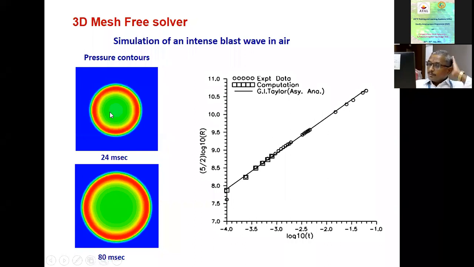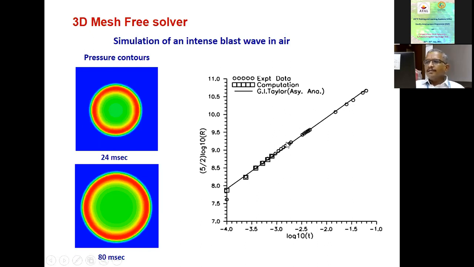Actually, this corresponds to a test case available in the literature from the early 1960s. There are experimental results which were declassified at a much later time, and analytical solutions were also available for this. This is a simple propagation of a blast wave in air, but we used our solver to really test our fluxes in the beginning.